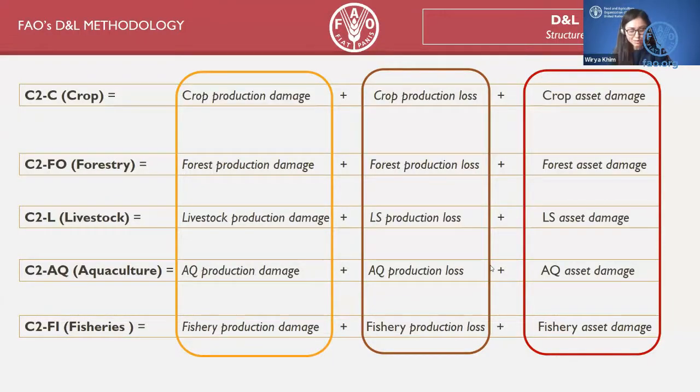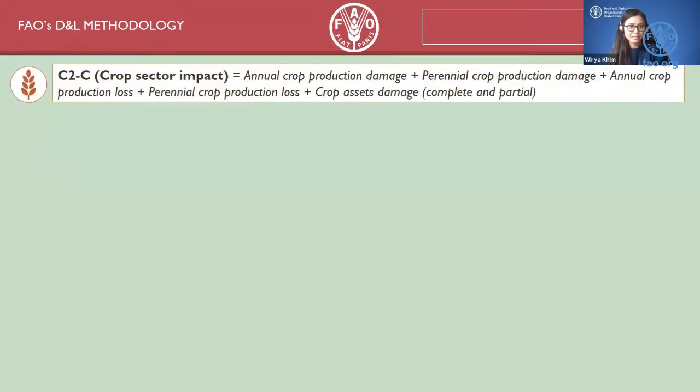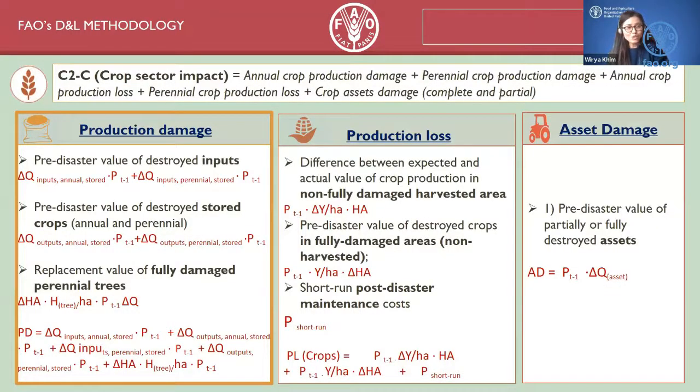Next slide. This slide summarizes the total effects of disasters in agriculture presented in the five equations here with the three key components, again, production damage, production loss, and asset damage across all of the subsectors. Now, zooming in closer to the methodology, here is an example of how we compute the C2 indicator for the crop impact. C2 crop sector impact is the sum of annual crop production damage, perennial crop production damage, annual crop production loss, perennial crop production loss, and crop asset damage, both completely and partially damaged assets. So for the crop sector, we are looking at both annual and perennial crops.